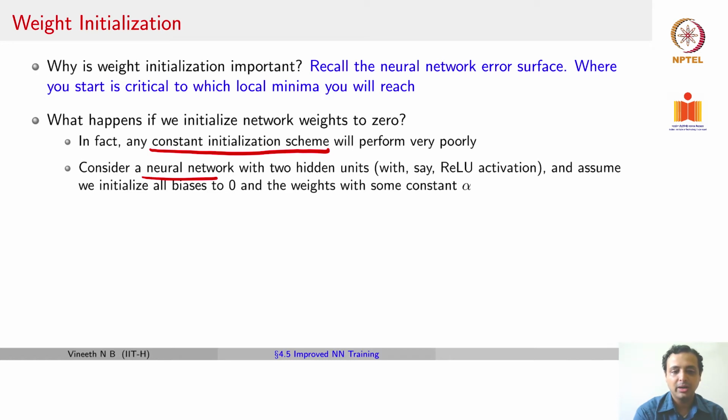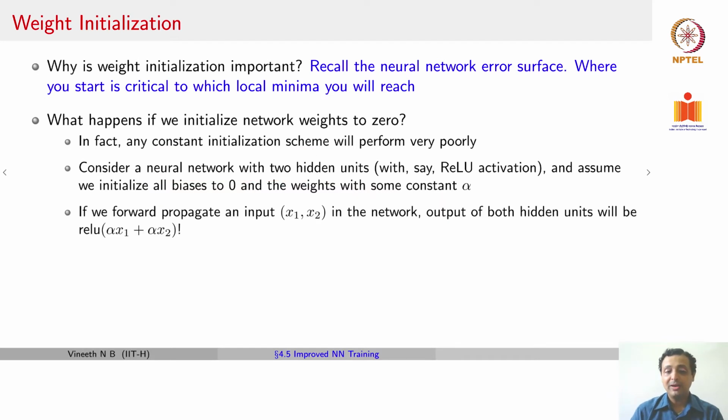Let's consider a neural network with two hidden units, let's say ReLU activation, and let's make all biases 0 just for us to understand this, and let all the weights be initialized with some constant alpha. It could be 0, it could be non-zero. Any constant initialization is okay here. If we do this and forward propagate an input in the network, the output of both hidden units in the next layer will be ReLU of alpha x1 plus alpha x2 because the weights are the same.